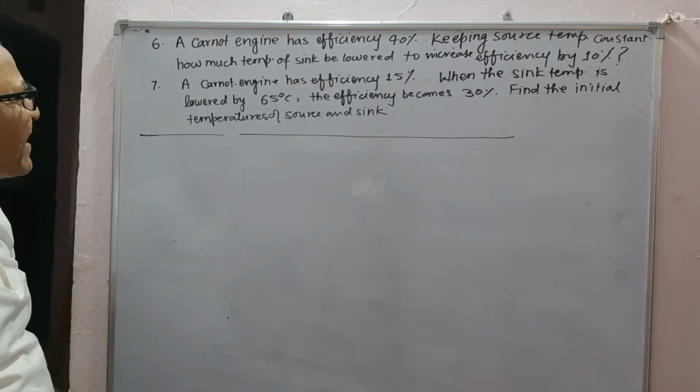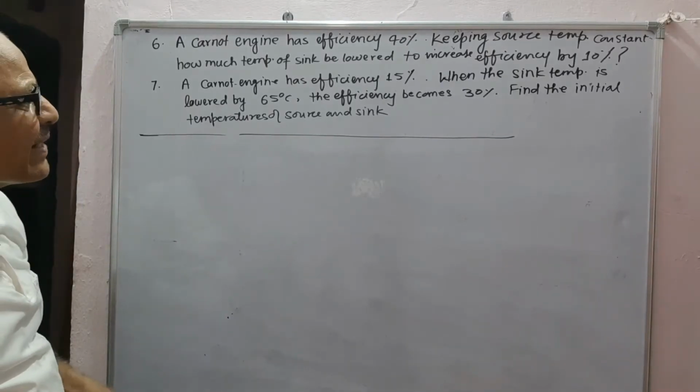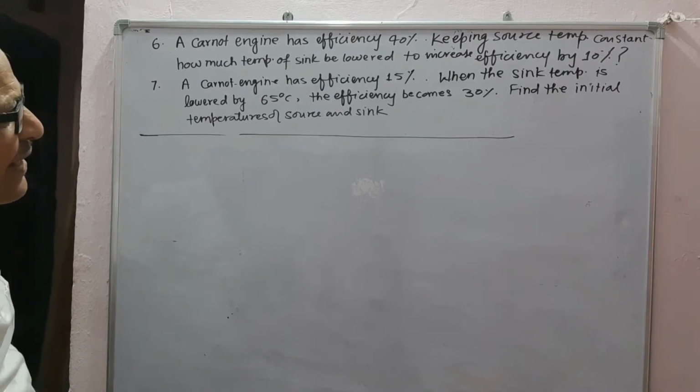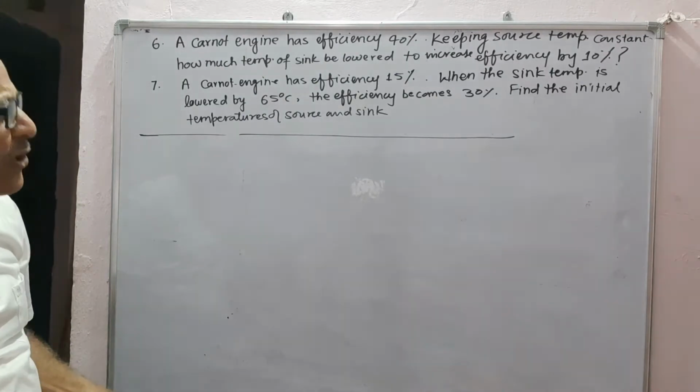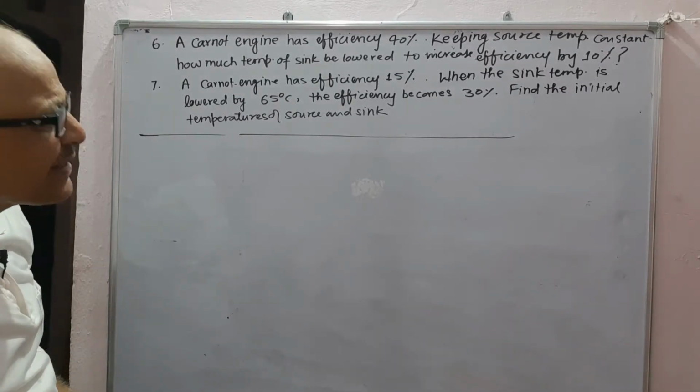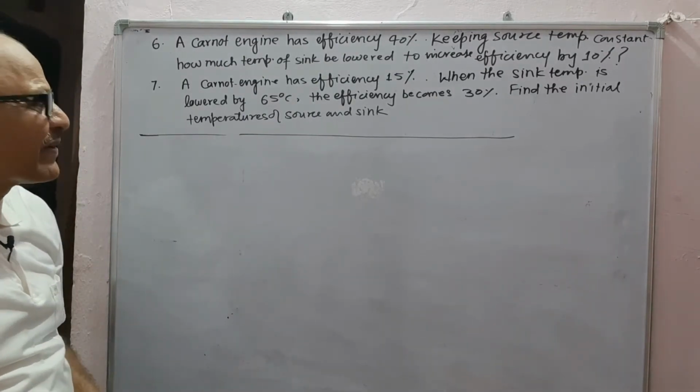kilogram. Question number 6 is: a Carnot engine has efficiency 40%. Keeping source temperature constant, how much should the temperature of the sink be lowered to increase efficiency by 10%?